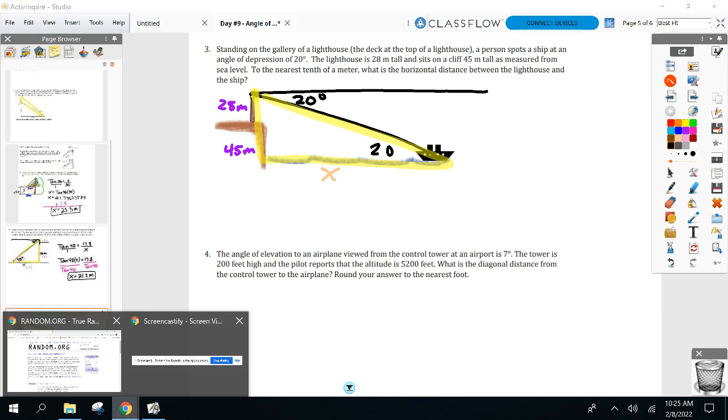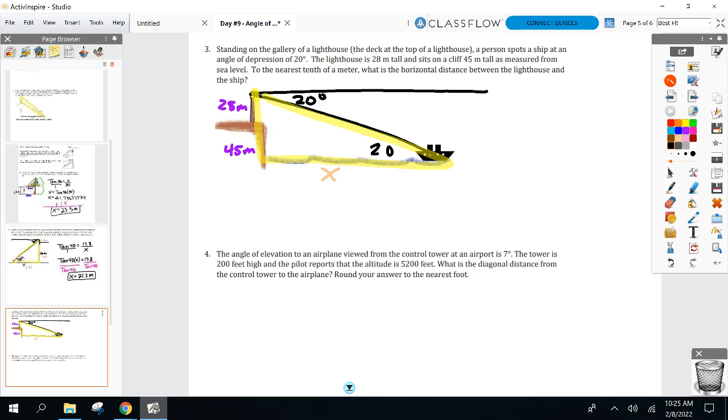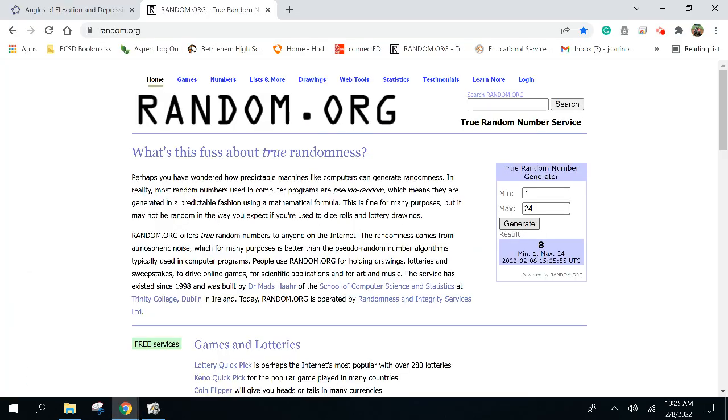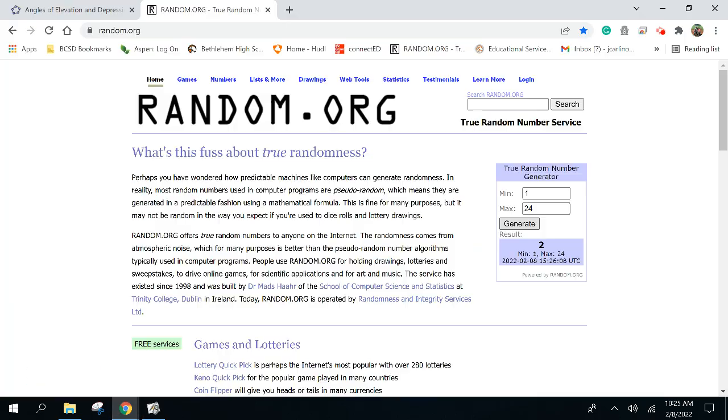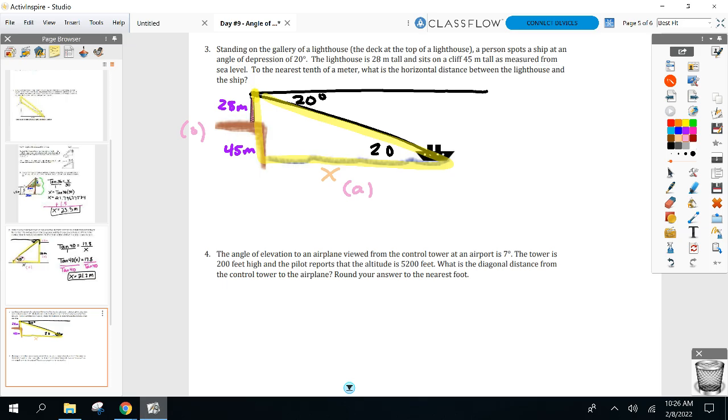What sides do you have? What's the X? X is the adjacent. And the 28 and the 45 side? Opposite. So what ratio are we going to continue to use here? Tangent. Good work. Tangent of 20 equals, what are you guys putting in for the opposite side? Can't use 45, can't use 28. Got to combine them to get 73. 73 over X. Yep.